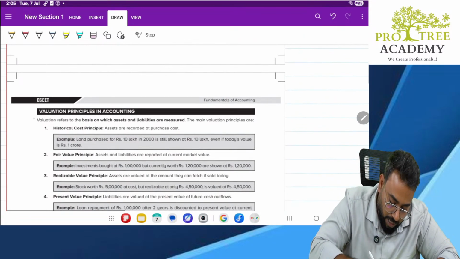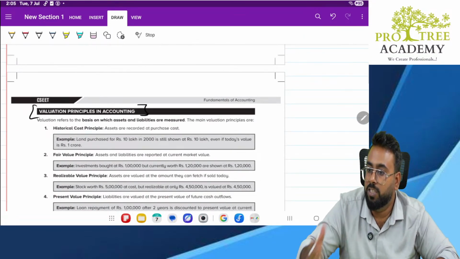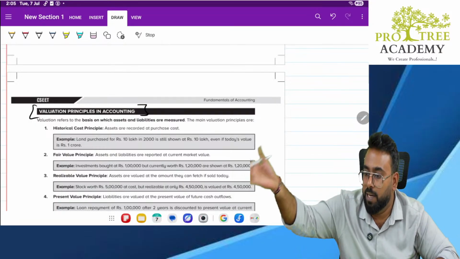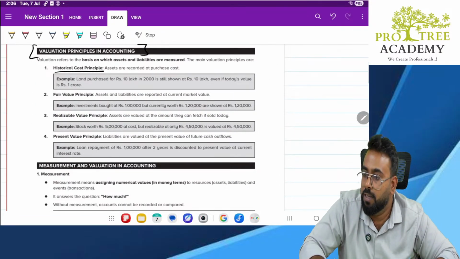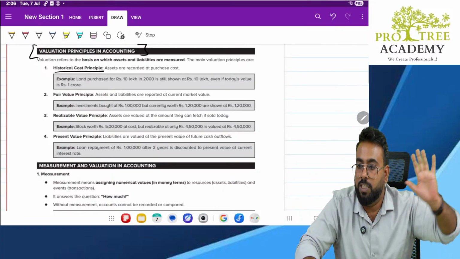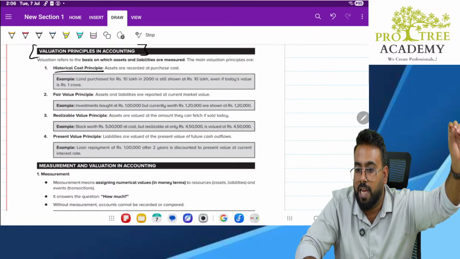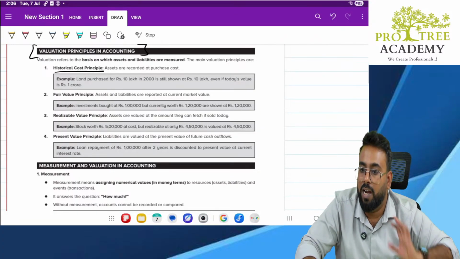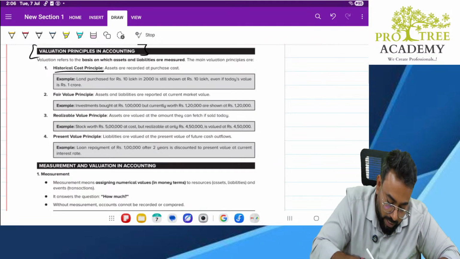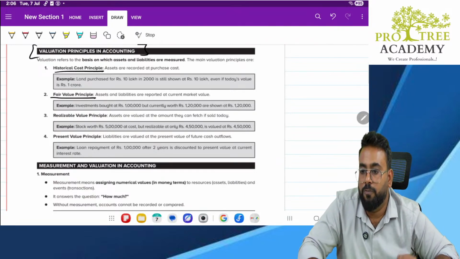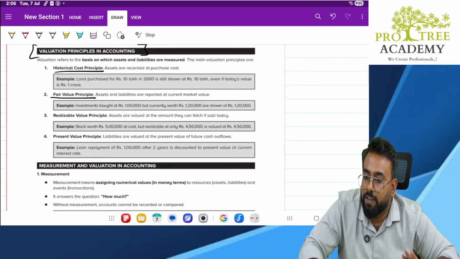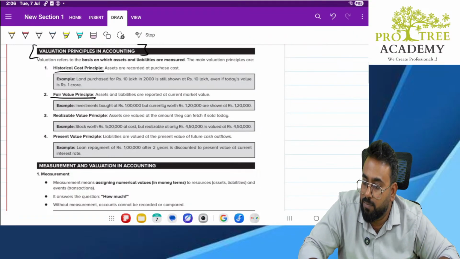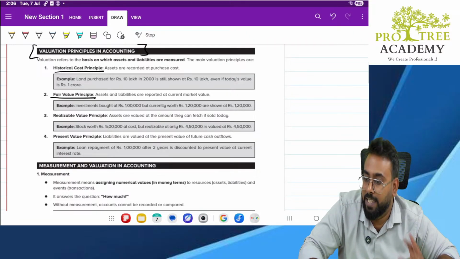So, accounting as a measurement discipline. There are certain valuation principles in accounting. Valuation principles mean the methods available in accounting for valuation. The first method is the historical cost principle. We have already discussed that the cost which we paid to acquire a particular asset or goods is called historical cost. The next one is the fair value principle. Fair value, as the name itself says, is fair. That means whatever the price is in the market as on date.